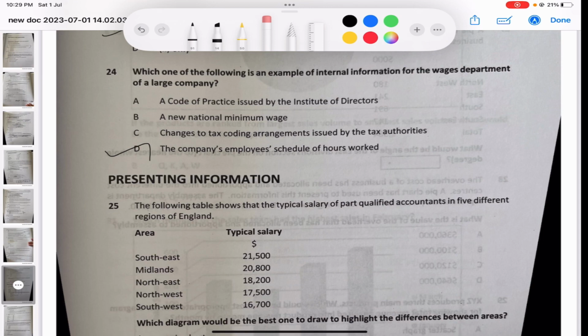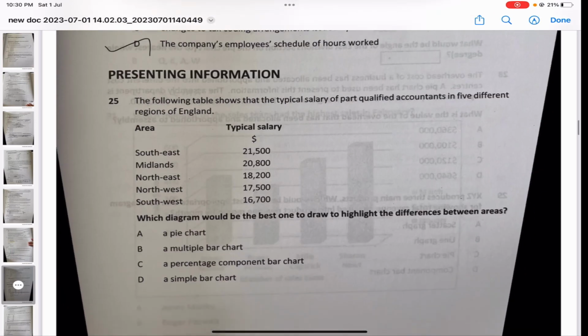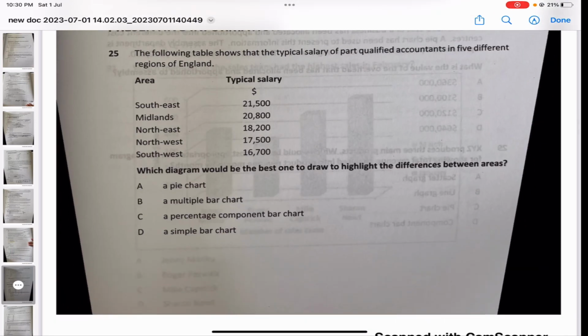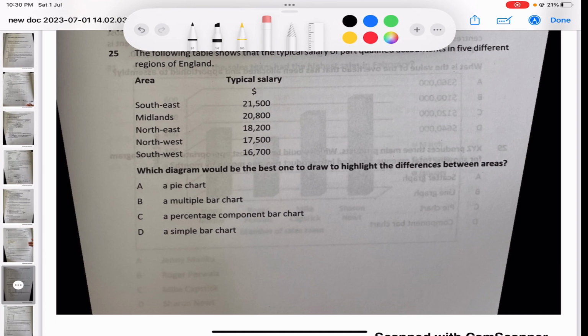So we have to start from question number 25. Okay. The following table shows the typical salary of part qualified accountants in 5 different regions of England. Southeast, so this is the area and this is the typical salary. Which diagram would be the best to highlight the difference between area? Okay. Southeast, Midland, Northeast, Northwest, Southwest.